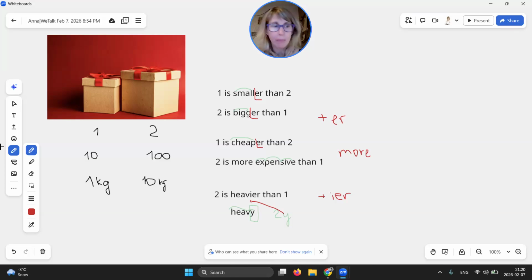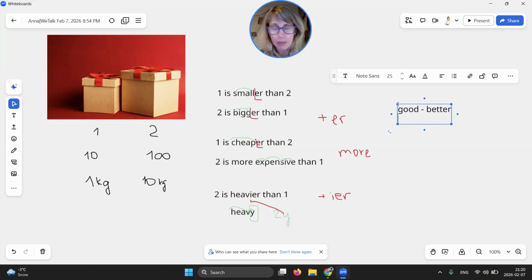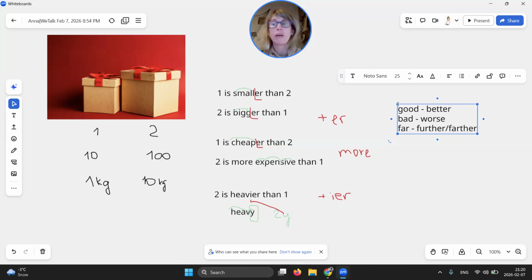There are 3 words to remember. Please be very careful. If you say that something is good and you want to compare things, you say something is better. If something is bad, you say that another thing is worse. And the last one is far, and the comparative form is further or farther. Both of them are fine, both spellings are fine. I prefer further, but in different areas of the world, people use different forms, but both are fine.